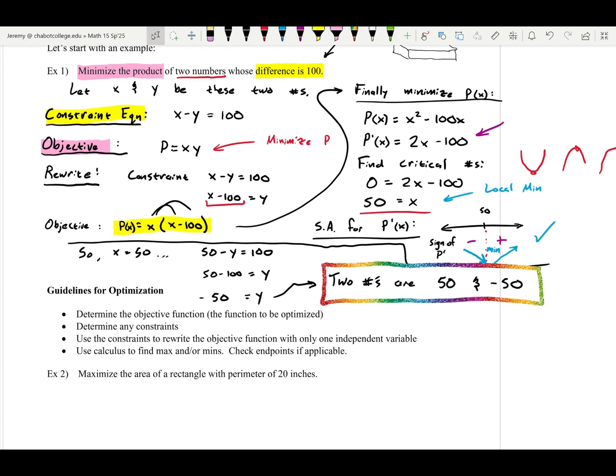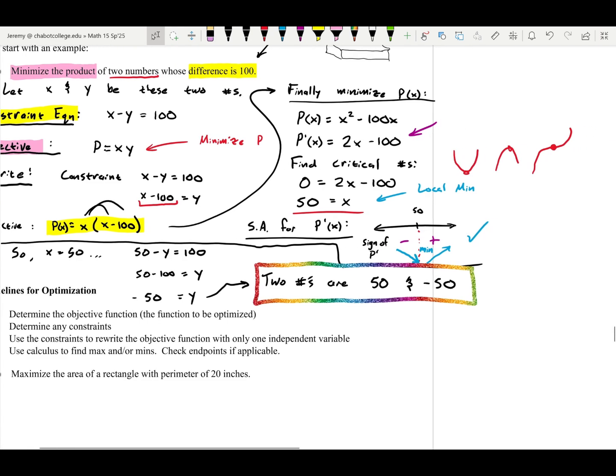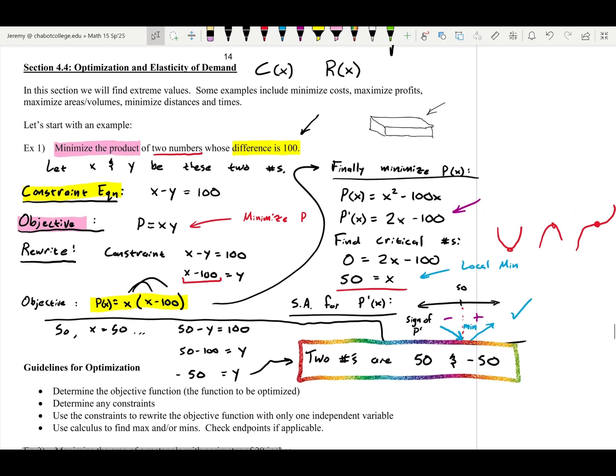All right, so those are the two numbers whose difference is 100, who have the smallest product. Okay, and you can kind of test this a little bit, right? Because there are a lot of different numbers who have a difference of 100. Like, I don't know, you could have 101 and 1. Their difference is 100, right?